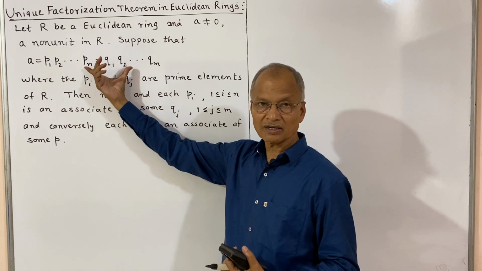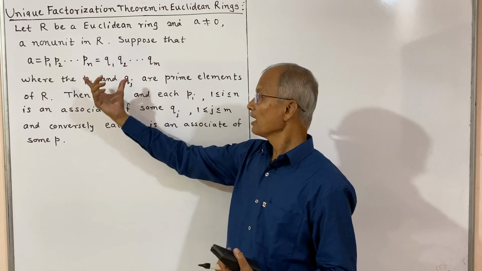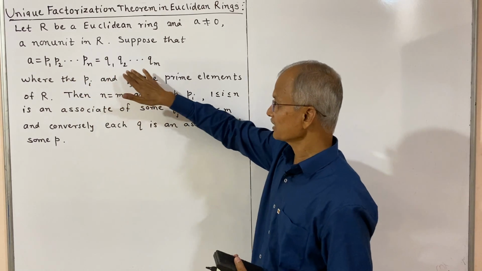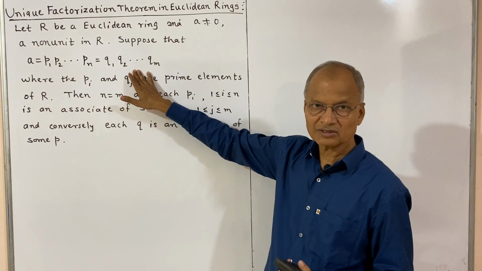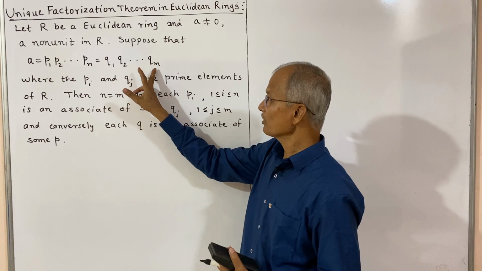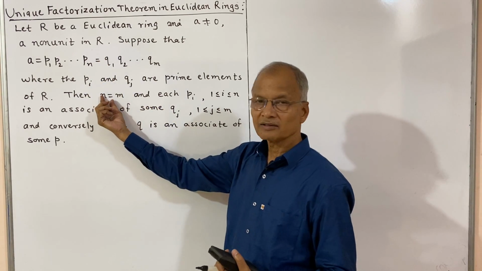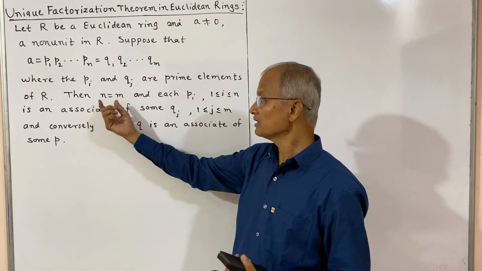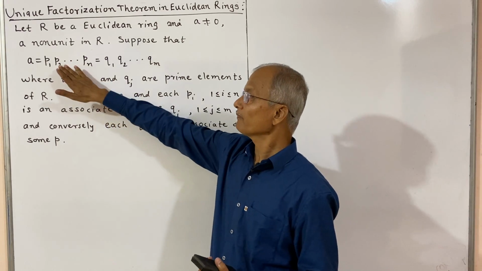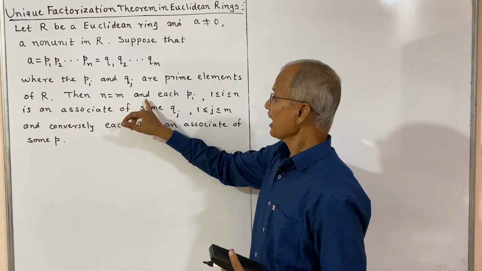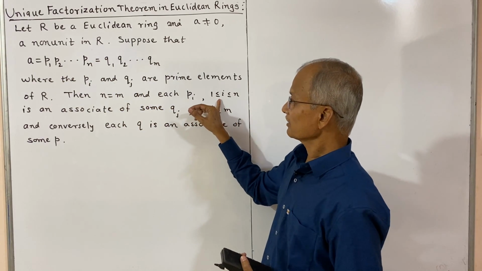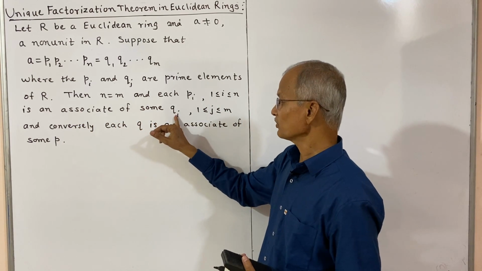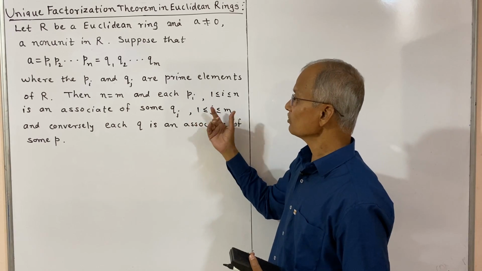If this is written in two ways, then the number of primes in the first expression is the same as the number of prime elements in the second expression. n is equal to m. These prime elements are the same in number. And each Pi, where i takes values from 1 to n, is an associate of some Qj, where j takes values 1 to m.